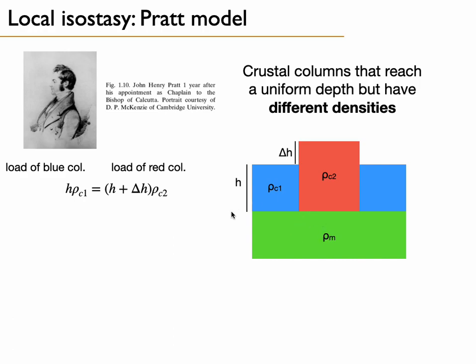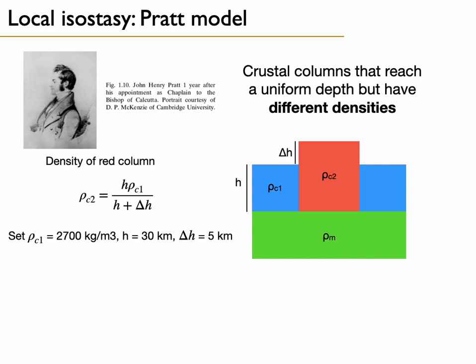So let's use static equilibrium here. H times rho C1, so this is the load exerted by the blue column, is equal to the load of the red column. So H times rho C2 plus delta H times rho C2. Now one can solve for the density of the red column to try to find what is the density anomaly. So let's do that. Solve for rho C2. You obtain H times rho C1 divided by H plus delta H.